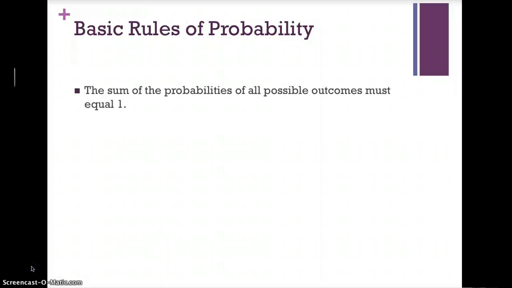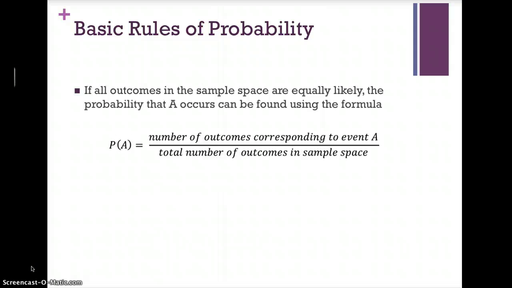Okay, so this is pretty much just a formula to follow: the probability of an event will equal the number of outcomes for that event over the total number of outcomes. So you'll usually hear favorable outcomes over total outcomes.